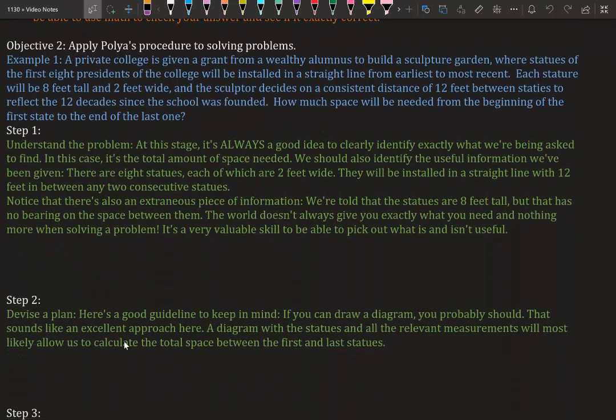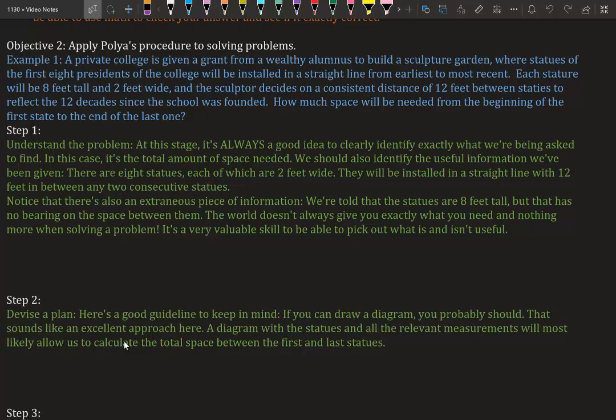Let's actually apply this problem solving. A private college is given a grant from a wealthy alum to build a sculpture garden where statues of the first 8 presidents of the college will be installed in a straight line from earliest to most recent. Each statue will be 8 feet tall, 2 feet wide, and the sculptor decides on a consistent distance of 12 feet between the statues to reflect the 12 decades since the school was founded. How much space will be needed from the beginning of the first statue to the end of the last one?